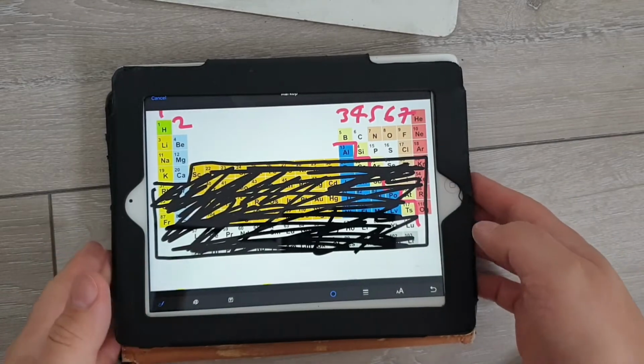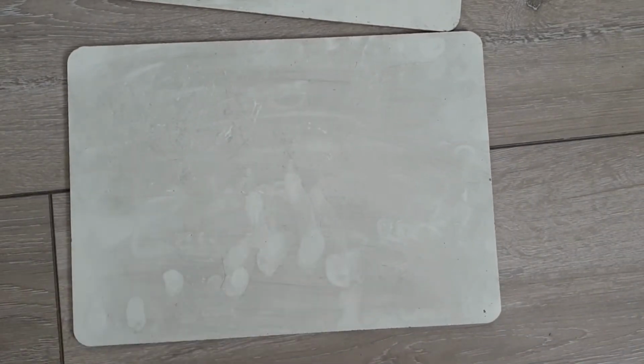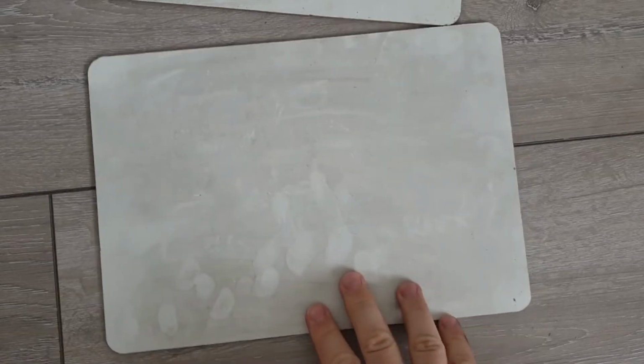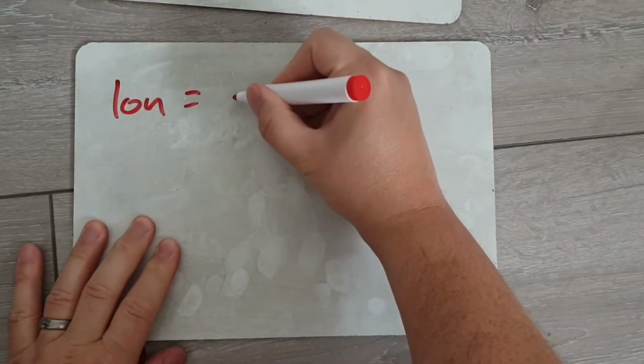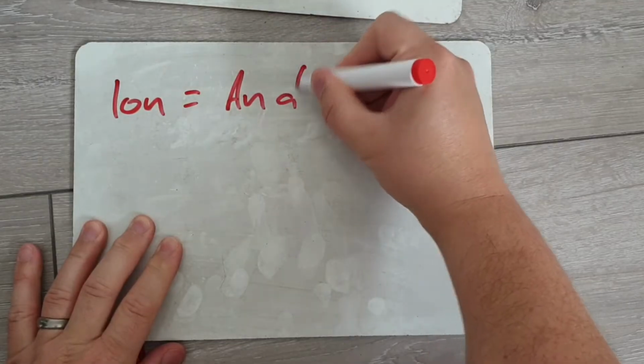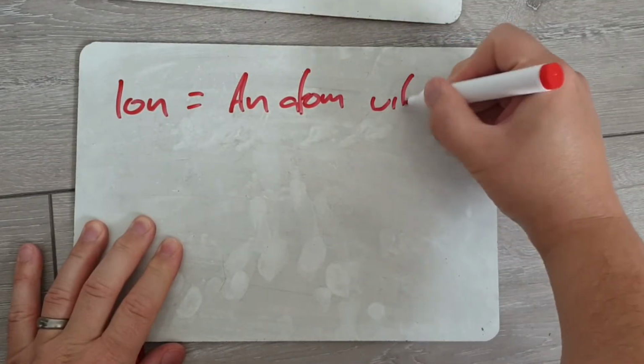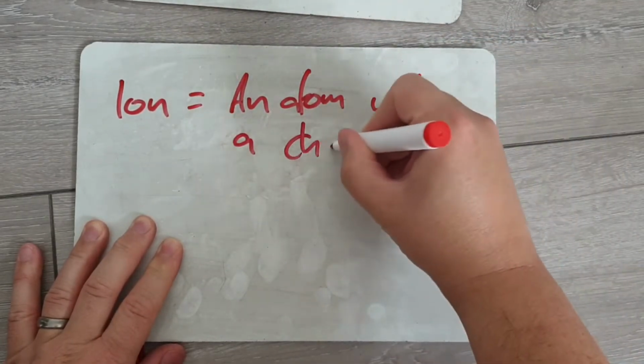So the first thing we're going to talk about in terms of bonding is ionic bonding. Ionic bonding involves ions. And what's an ion? Well, an ion is an atom with a charge.